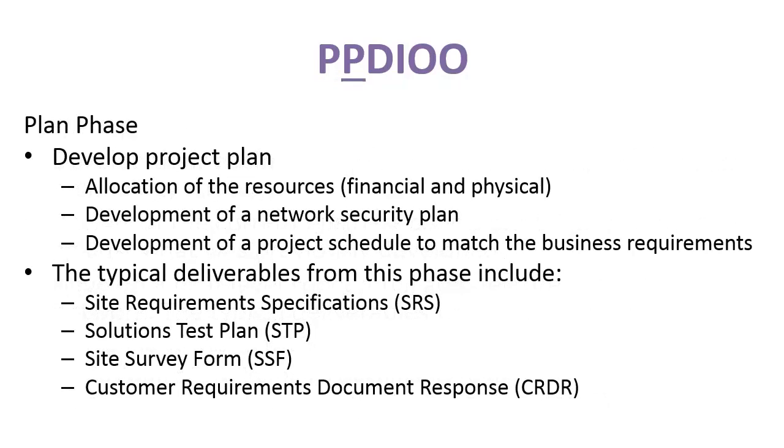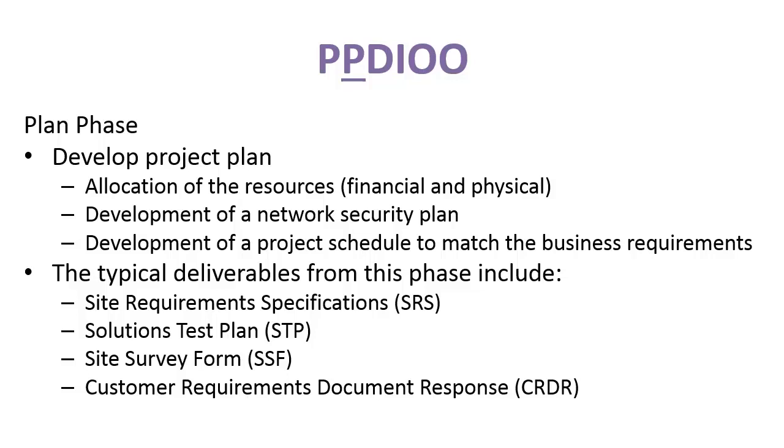In the plan phase, a project plan is really the next thing to be developed. Now, if no current network exists, then the project plan will include a number of individual pieces of information that are absolutely required before the next phase can occur. So this includes the allocation of financial resources, physical hardware, and design and implementation information that will be needed for further phases. Also, the development of a network security plan and the development of a project schedule will be required as well.